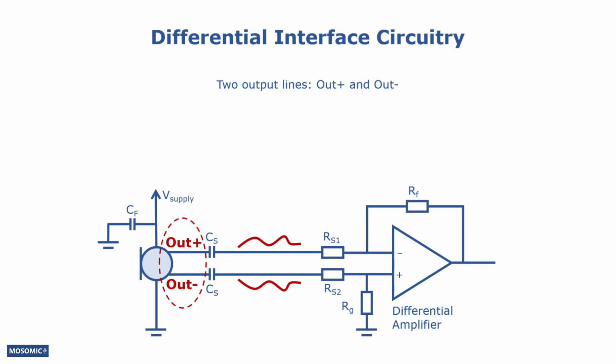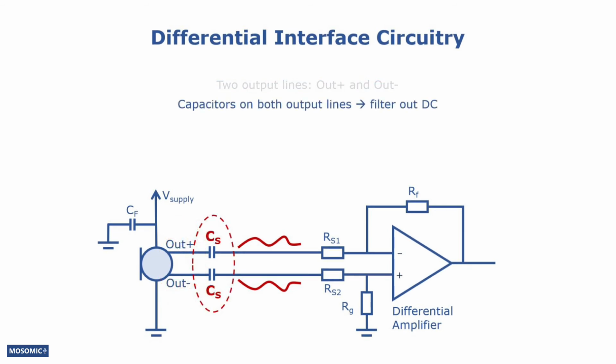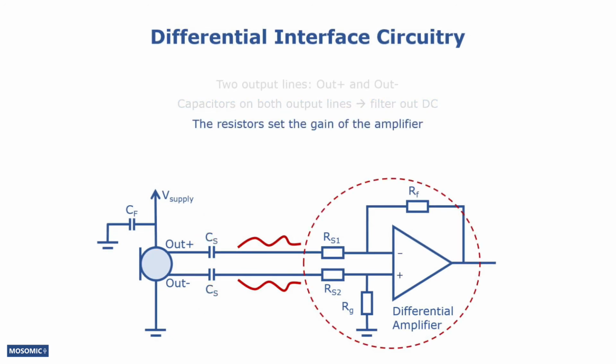The most prominent thing is that there are two output lines coming out of the microphone, out plus and out minus. There are capacitors in both output lines to get rid of DC components in the signals. The gain of the differential amplifier is set by choosing appropriate values for the resistors.